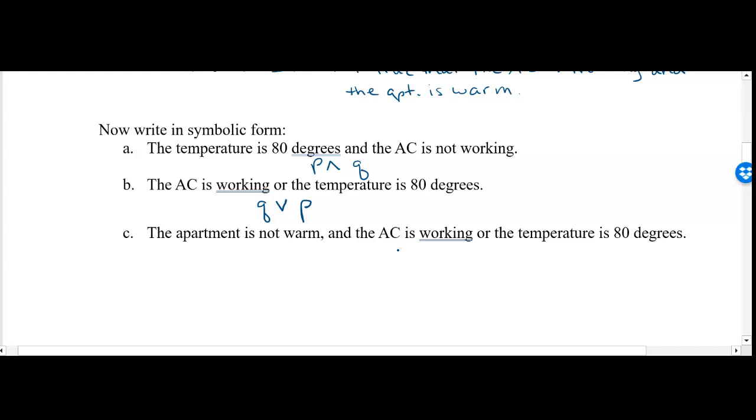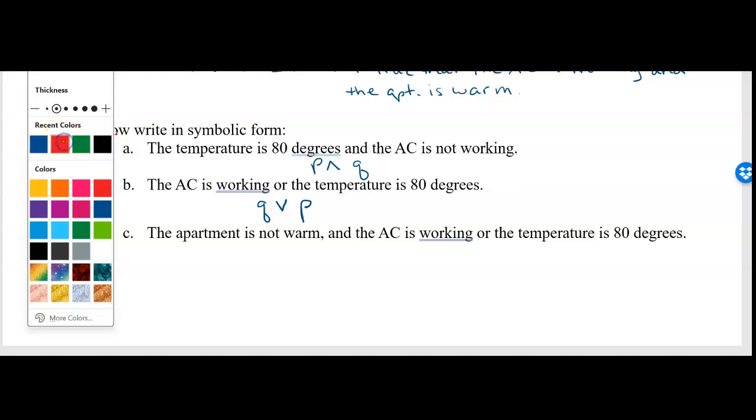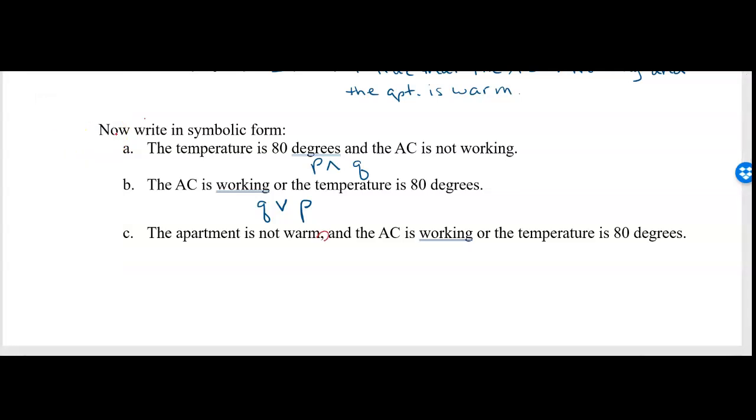The last one: the apartment is not warm, comma, and the AC is working or the temperature is 80 degrees. Here's that comma. This is what I was talking about. Let me highlight that in red real quick. Right here, that tells me that the rest of this will be in parentheses. Wherever I see the comma, if there was a compound statement before that, I would put it in parentheses. But the compound statement is after that. That tells me it's these two that will be in parentheses.